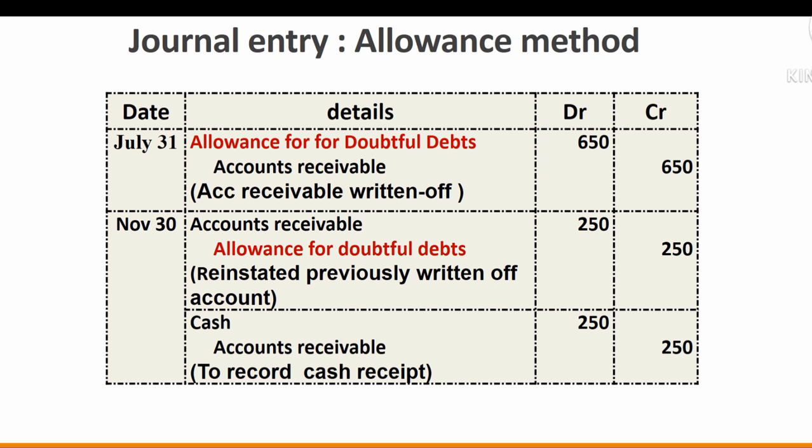So the first step, we have to debit account receivable because we want to reopen the account receivable that we had written off, and credit allowance for doubtful debts. And the second step, debit cash because the company received cash from the customer, and credit account receivable. This is the amount that the customer paid to the company. That's all. This company used the allowance method.